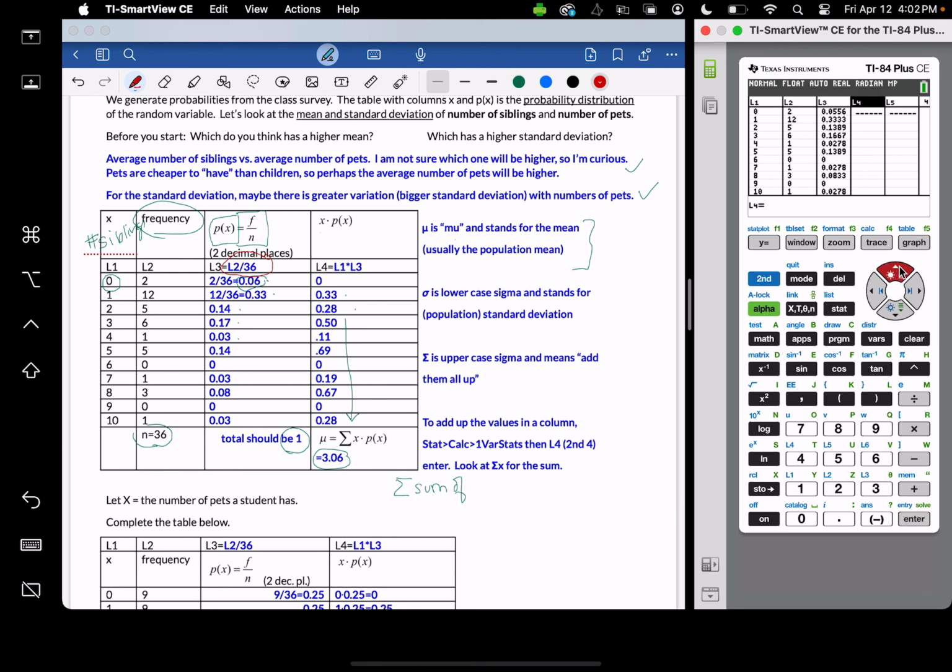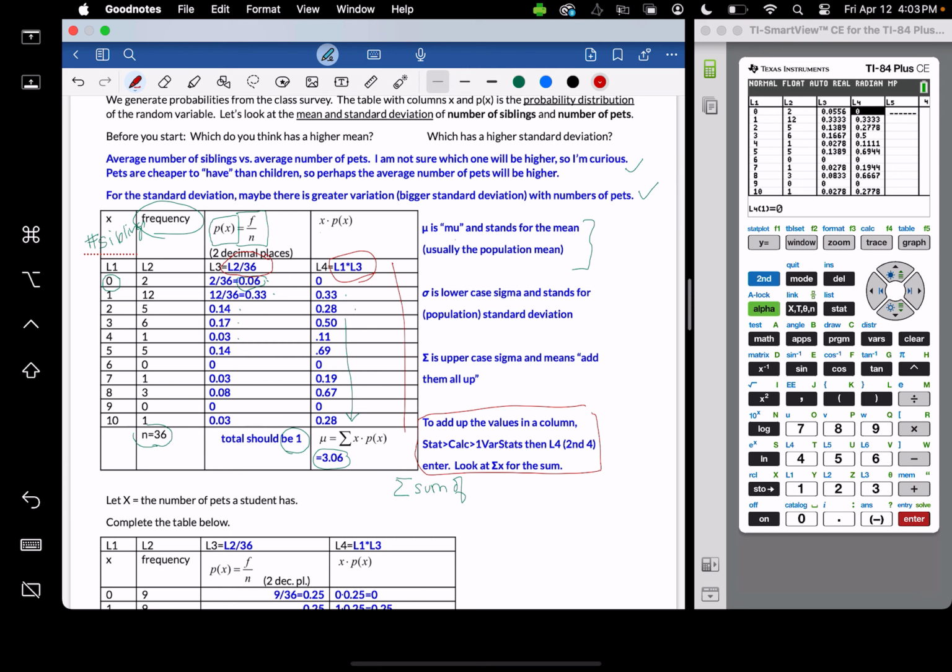And then I arrow over to L4, over and up, enter, and I want to do L1 times L3. So second L1 times second L3, enter, the whole thing is populated. And you can see that it sort of agrees with what I've got here in this column, but it's a little more accurate. So the remaining challenge is how to add up the values in the column, because I don't want to have to do that by hand.